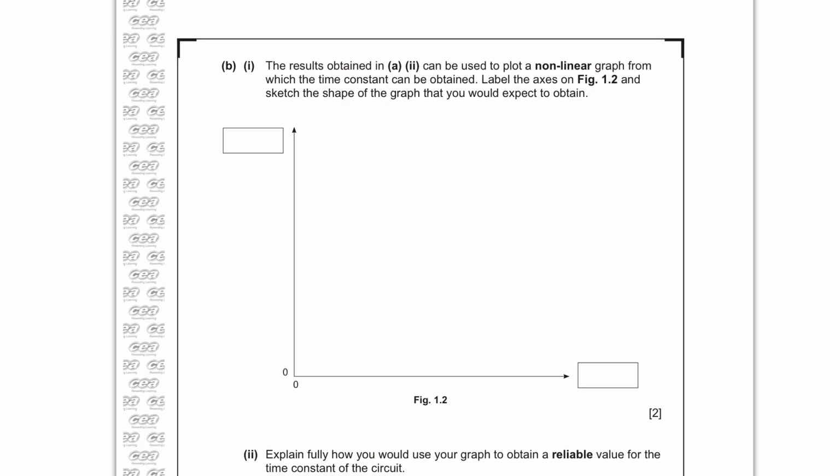B1. The results obtained in A2 can be used to plot a nonlinear graph from which the time constant can be obtained. Label the axes on figure 1.2 and sketch the shape of the graph that you would expect to obtain. So this is just our exponential capacitor discharge graph. You would have voltage up the side and time along the bottom, and your graph would be a curve, something like this.